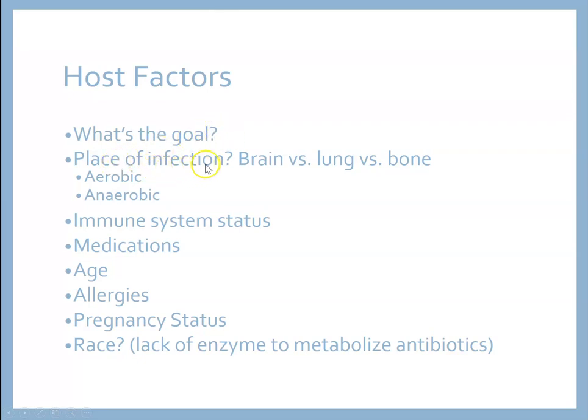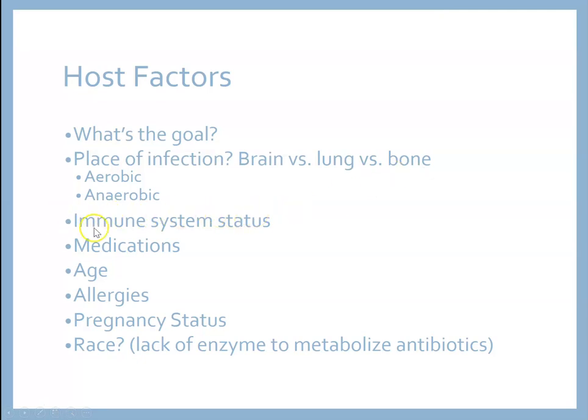We have to look at the place of infection. If you have a place that's like the brain or the bone, those are probably going to be more anaerobic types of bugs versus lungs, which will be more aerobic, right? Just because of the environment that the bacteria likes to live in. Bone is very dense, not very vascular, although there is some vascularity there, and not exposed to oxygen other than what the tissues need. And so typically we see anaerobic types of bacteria.